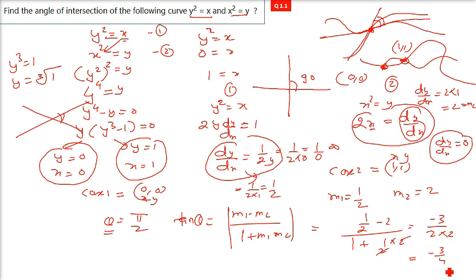This denominator 2 gets cancelled. 1 plus 1 is 2, so you have 2 in the denominator. You have negative 3 by 4, so this is your tan theta. So the first theta was pi by 2. The second theta is tan inverse 3 by 4.